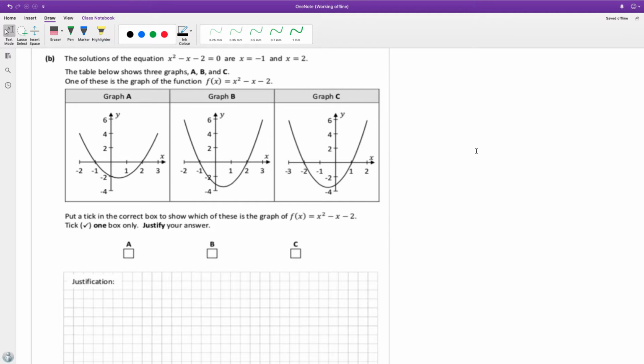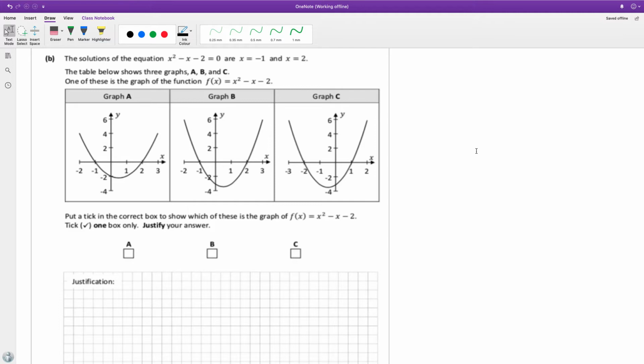It cuts the x-axis at minus 1 and 2. So does this one. How would I make up my mind whether it's A or whether it's B? Which line is it? That one there? What does that tell me? What does the last number tell me? Where it cuts the y-axis. Which one cuts the y-axis at minus 2?